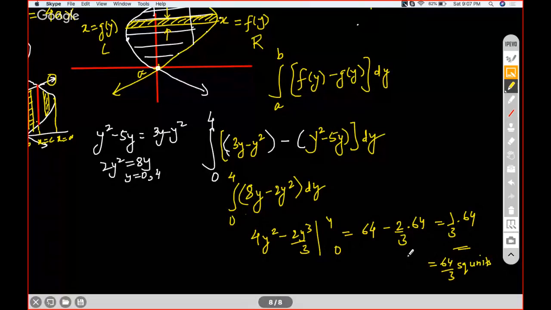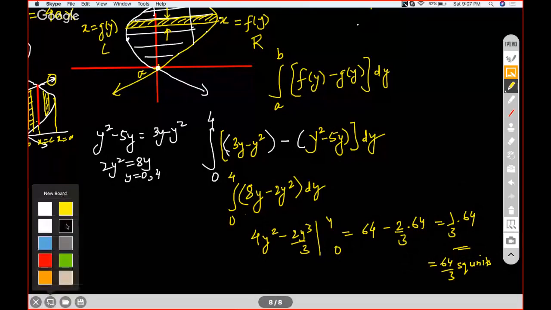Make sense? So we need to get confidence in this curve plotting and then seeing which area we are interested in. So one more I will take. In fact, I'll take two more.